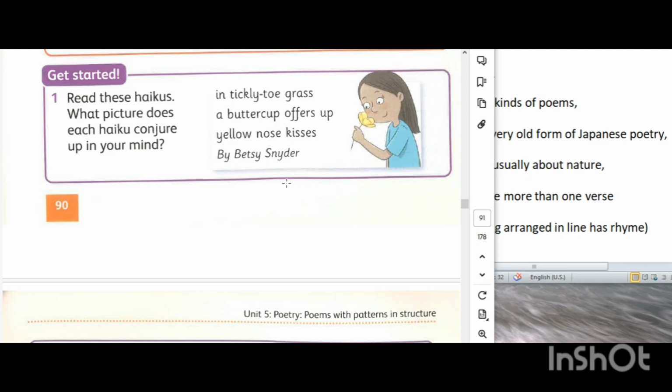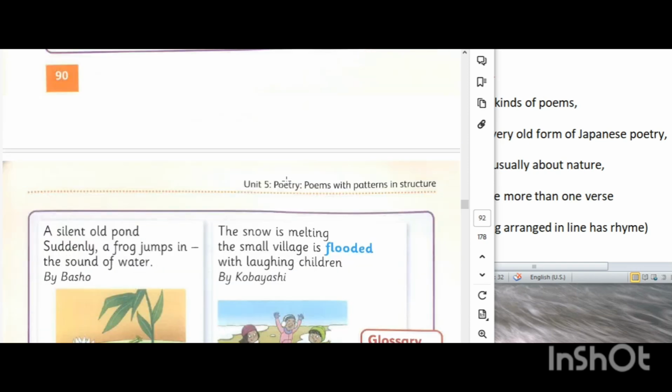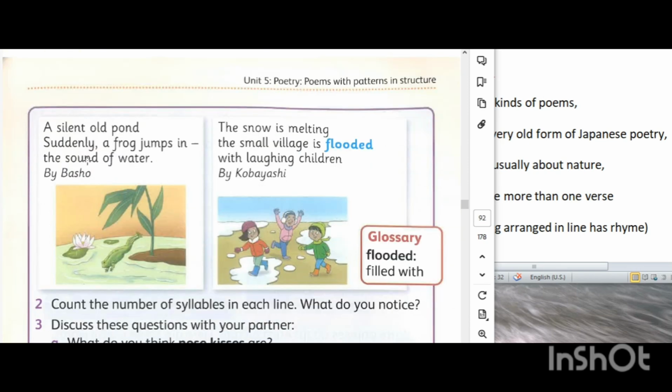This is the second poem. Let's give you the third one. A silent old pond. What's the meaning of silent? No noise, no sound. Old pond. What's the meaning of pond? Pond means a small area of water in the land. Suddenly, a frog. This is a frog. Jumps means moves suddenly, with the sound of water. When the frog goes inside the water and jumps inside the water, it makes a sound.